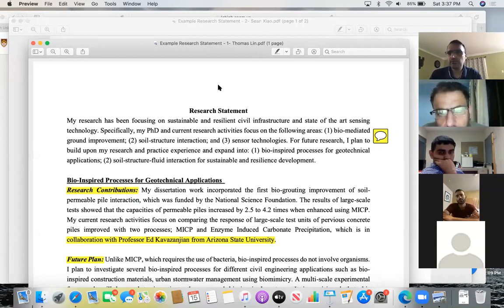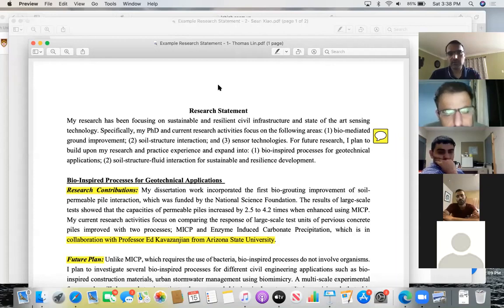What is the most effective way of writing my research experience and plan that would make it easy for people to see my contributions and my future plan? So when I worked with Thomas and Sean on their faculty applications, I think using subheadings, clearly mentioning or numbering as we see in these, is the most effective way of clearly identifying.